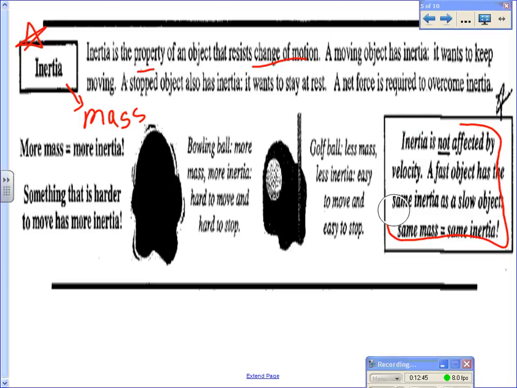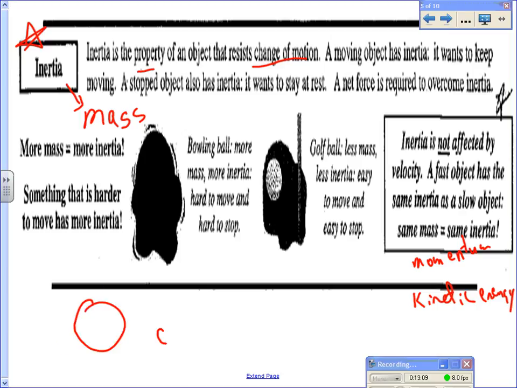We know that an object traveling very fast is much harder to stop than an object that's traveling slowly, but that is a different term. That is momentum. Or it could be kinetic energy, energy of motion. But it is not inertia. Inertia is all about the mass. A very large, heavy object is harder to move than a small object. A very large, heavy object moving is harder to slow down than a small object.